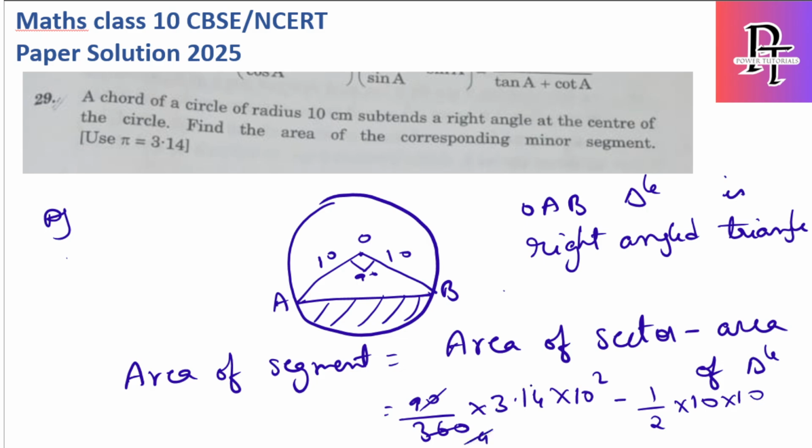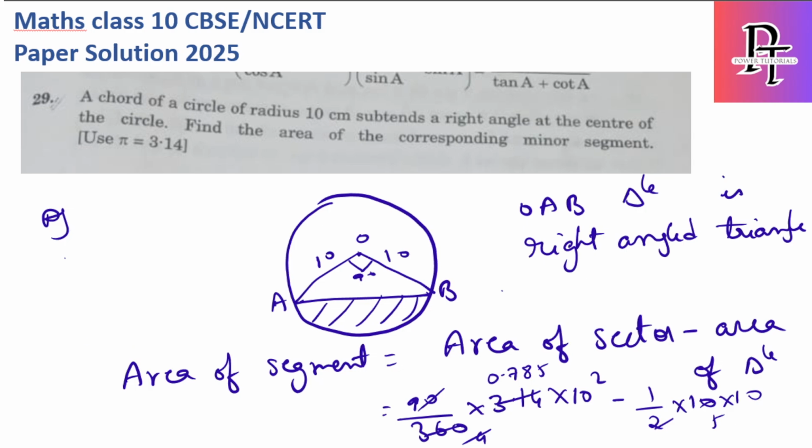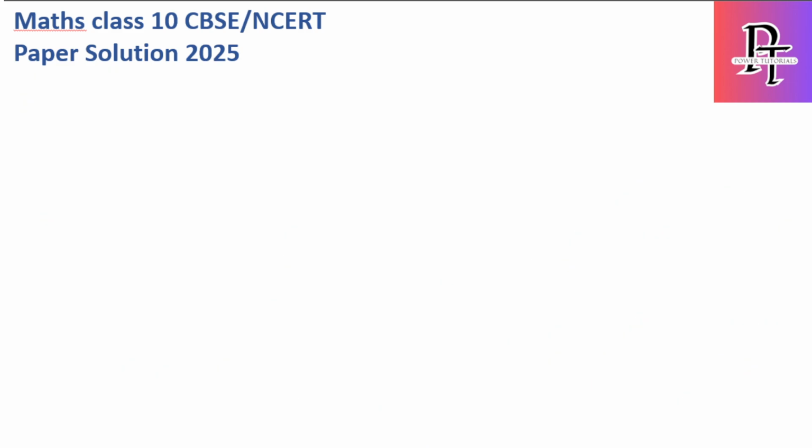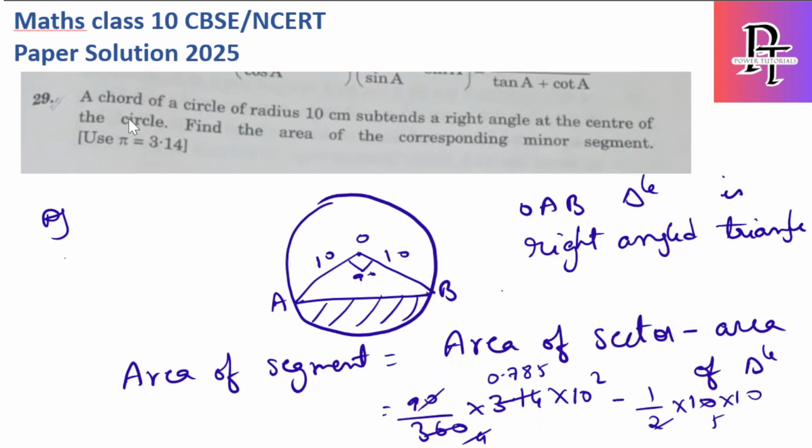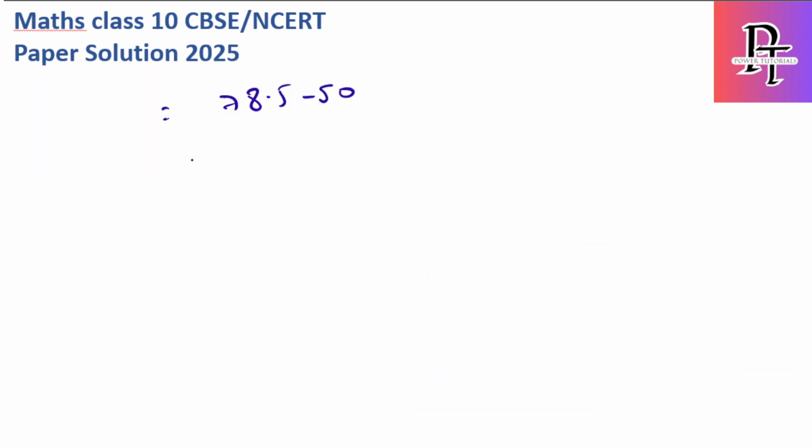4 9s are 36, 4 7s are 28, 4 8s are 32, 4 5s are 20. And this is 2 1s, 2 5s. So 785 into 100 it becomes 78.5. 78.5 minus 5 10s are 50. So the final answer is 28.5 centimeter square is the area of segment.